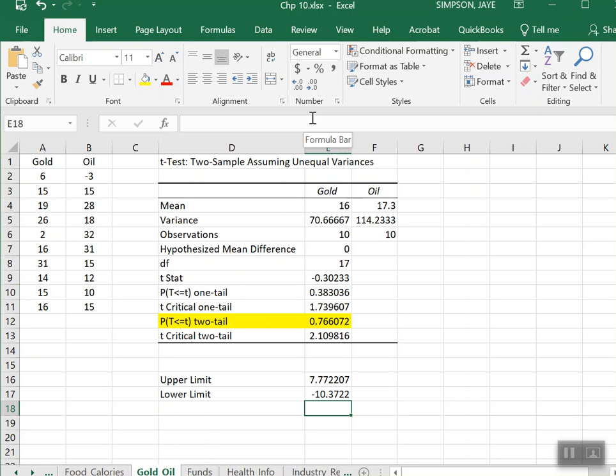10.3722. So since the 0, which was our null hypothesis, that the two means equal 0, falls within my confidence interval, because that goes from negative 10 to 7, then that is another way to analyze it, and further proof that we cannot reject the null hypothesis. If we could reject the null hypothesis, then 0, the null hypothesis, would not be in the confidence interval.